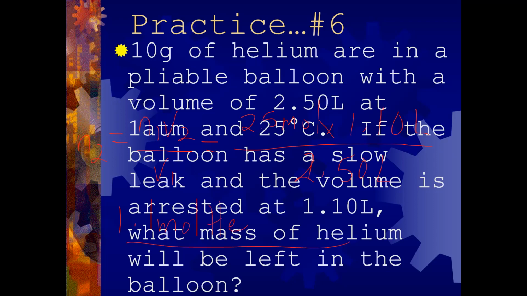You have to now change it. 1 mole of helium is equal to 4.00 grams, so times 4 is going to be equal to 4.40 grams of helium. That's your answer, 4.40. That's how much is going to be left.